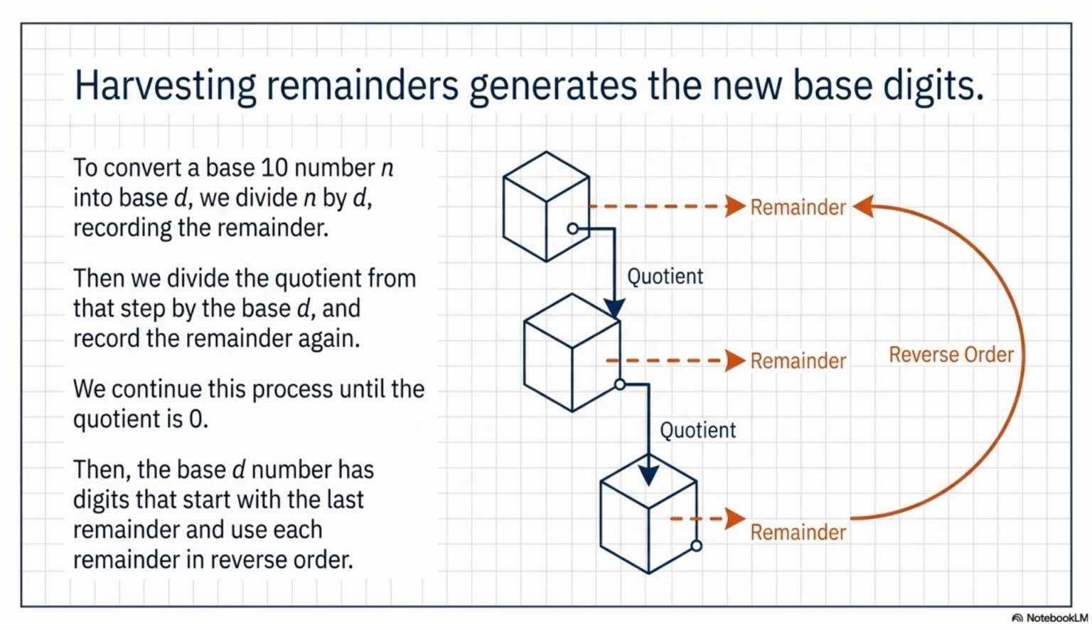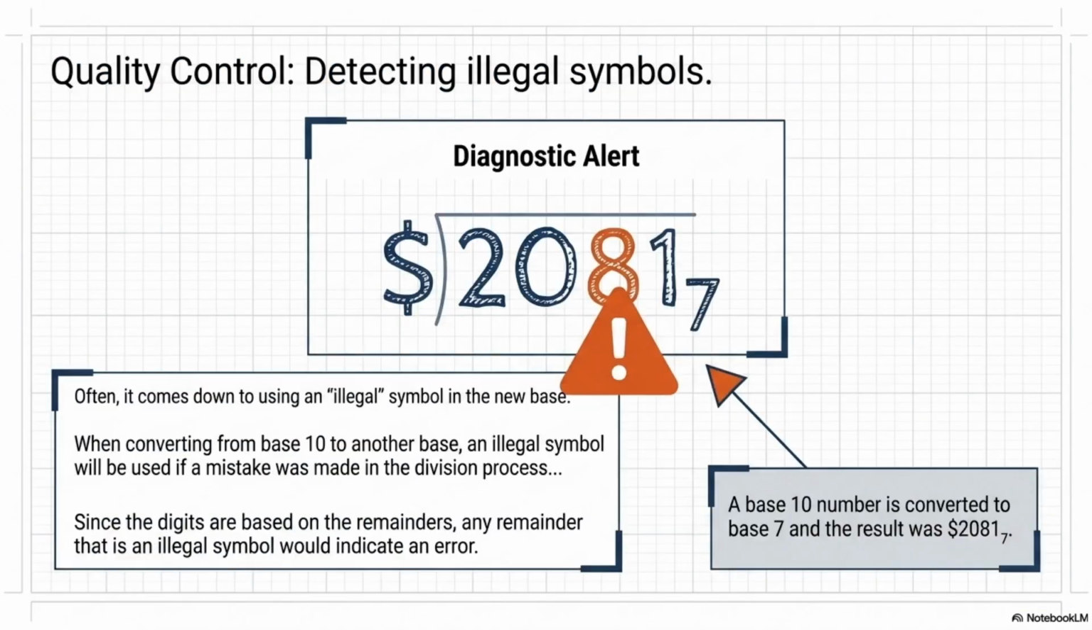But practically speaking, with all that dividing and harvesting remainders and remembering to read the blueprint backward, there's a lot to keep track of. Right, there is a lot of room for human error. So if I am sifting this number through the filter over and over, how do I quality control my math? Good question. Section 4.3 provides 2 highly reliable error detection rules for exactly this reason. The first is checking for illegal symbols. Okay, because the digits of your new number are entirely generated by the remainders you got from dividing. Correct. If you are dividing any number by, let's say, 4, the fundamental rules of division dictate that your remainder can only ever be 0, 1, 2, or 3.